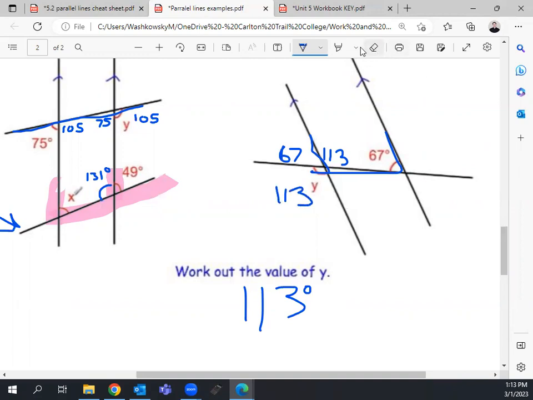You could also just realize that I have a co-interior angle here. That means this one's 113. And now what you have is an X. Oh, opposite angles. That means these two have to be the same. So there's a couple ways you can get the answer. But yeah, it's 113 degrees.